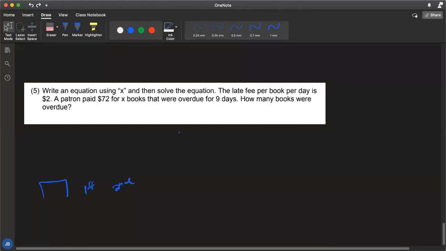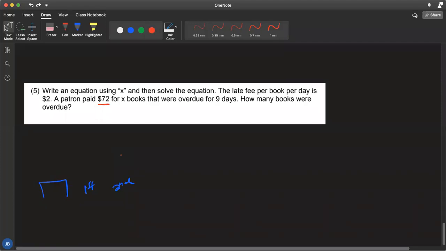Yi-song, why don't you do this one? So what I did is 42 divided by 9 times 2. Can you read the question for us first? Okay. Write an equation using x and then solve the equation. The late fee per book per day is $2. A patron paid 42 for X books that were overdue for 9 days. How many books were overdue? I think your number is off. This should be 72, not 42. Yeah, sorry. 72. Okay.